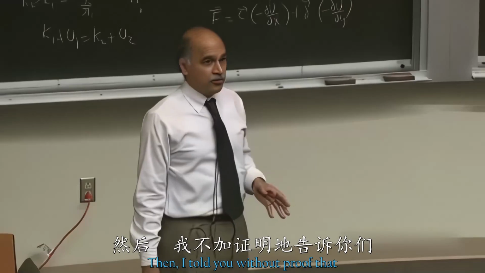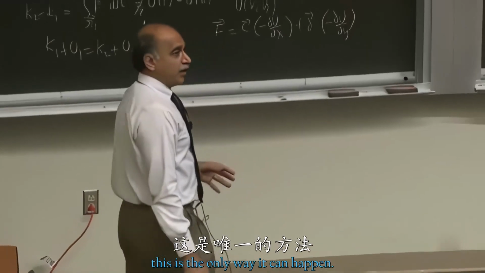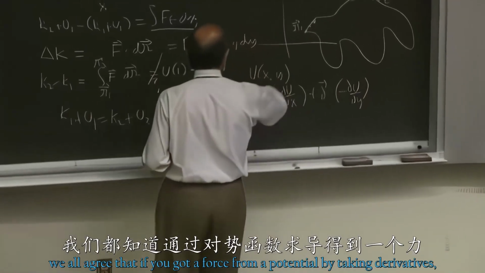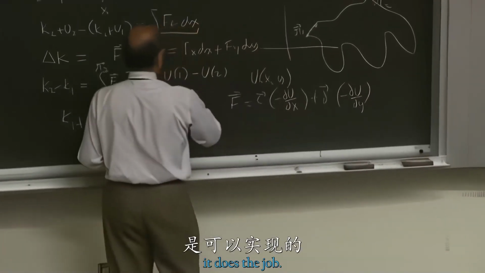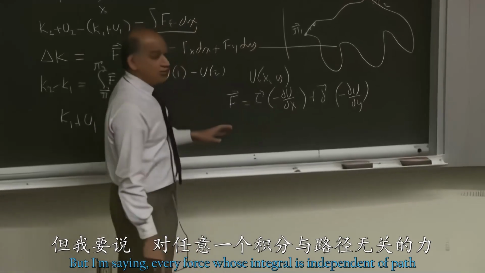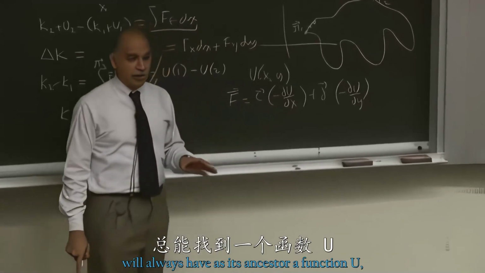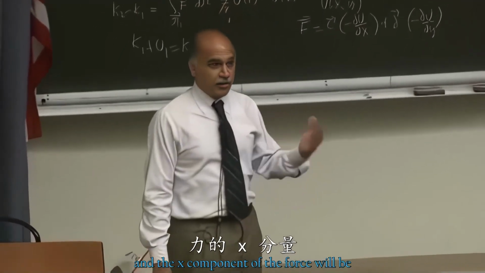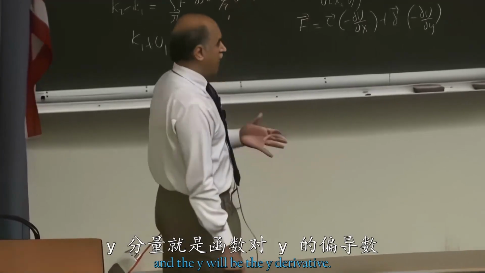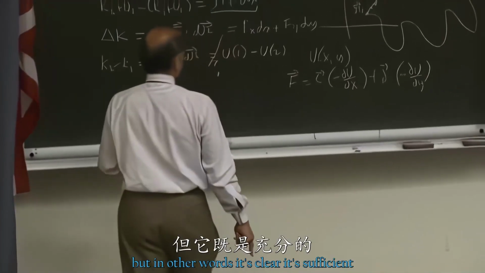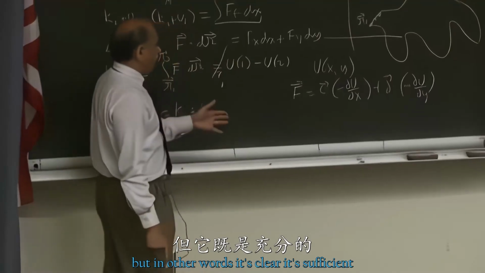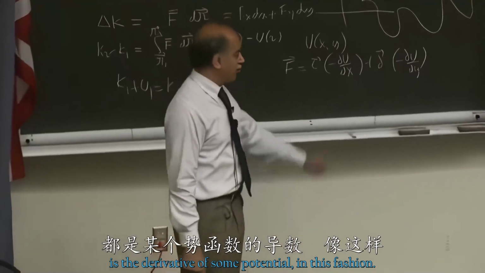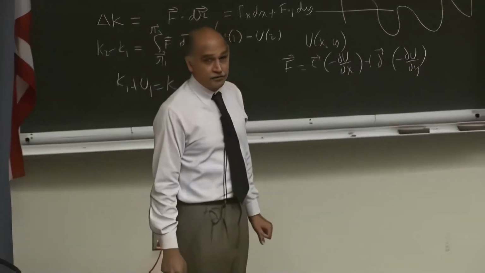Then I told you without proof that this is the only way it can happen. In other words, we all agree that if you get a force from a potential by taking derivatives, it does the job. But I'm saying every force whose integral is independent of path will always have as its ancestor a function u, and the x component of the force will be the x derivative of the function, and y will be the y derivative. That's not obvious, but it's clear it's sufficient, and it's also necessary. So every conservative force is the derivative of some potential in this fashion.